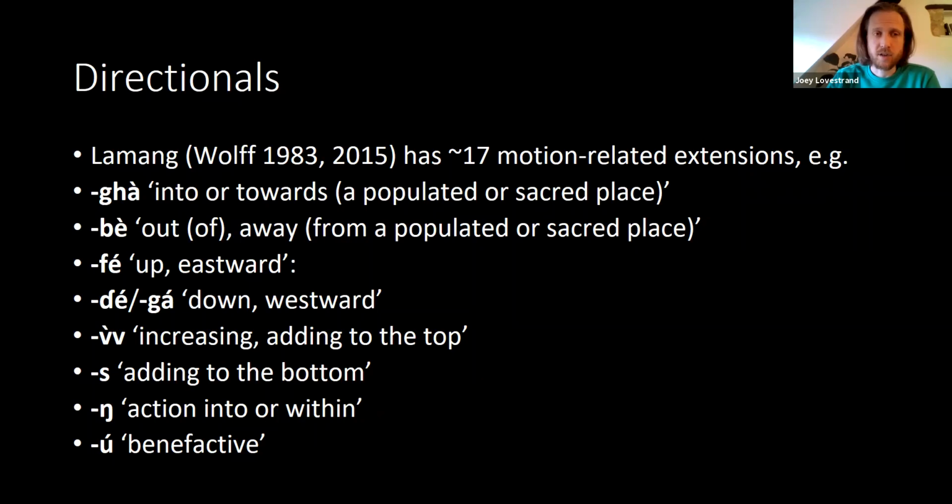These orientations can go in many different directions. So here's an example from another Chadic language, Lamang, which is said to have around 17 motion-related suffixes, sometimes called extensions. And these can include more complex directions, into or out of, vertical directions or cardinal directions, up, east, down, west, etc.